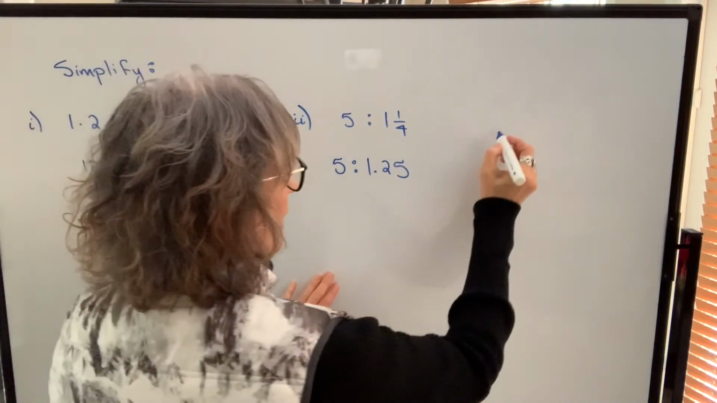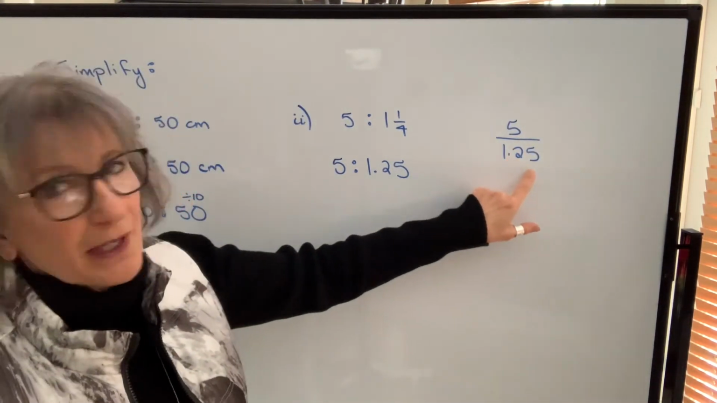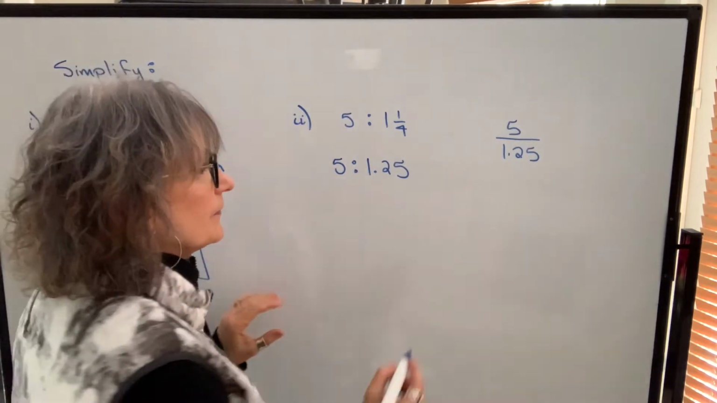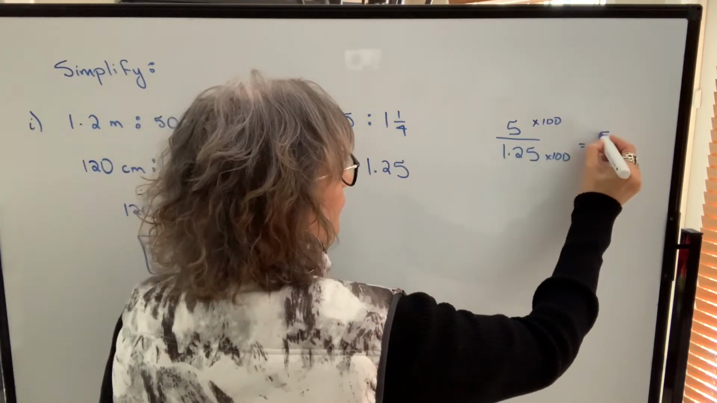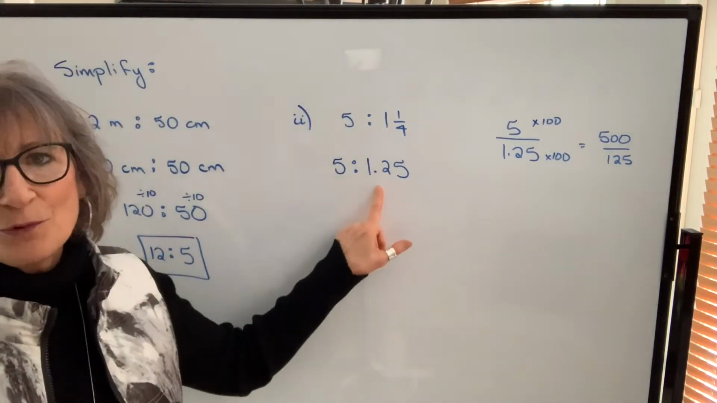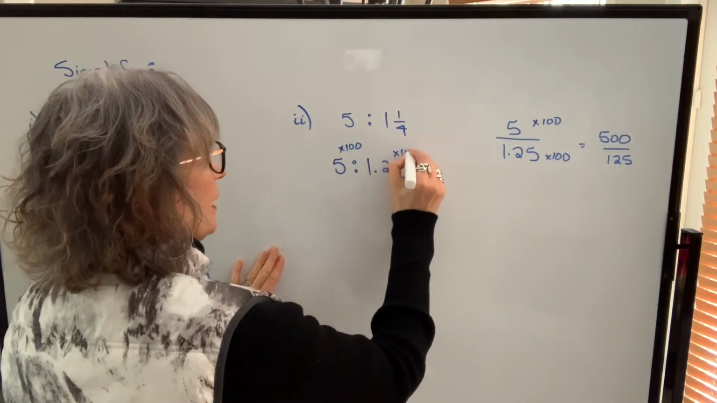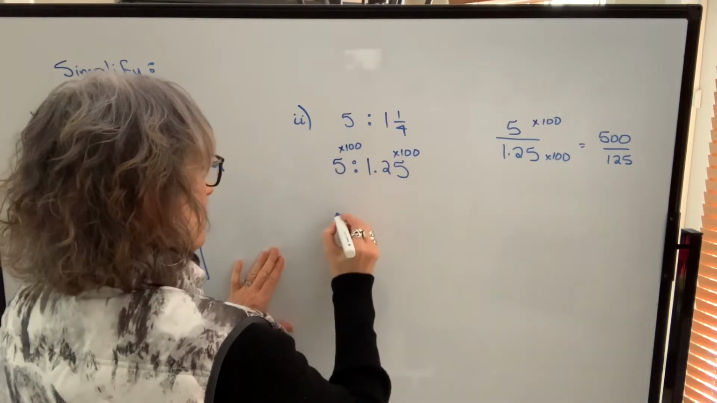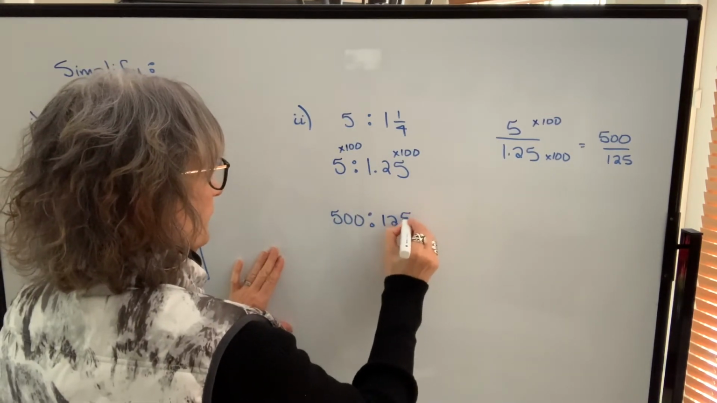Now, if I had that as a fraction, the way I would simplify it is I would get rid of my decimal in the denominator by multiplying numerator and denominator by 100. And then I would get 500 over 125. I'm going to do the same thing with my numbers in a ratio. I'm going to multiply each of these by 100 so that I don't have a decimal in my ratio. So 5 times 100 is 500, and this will be 125.